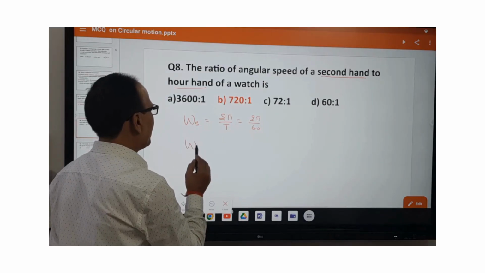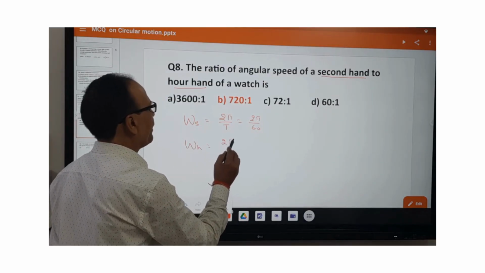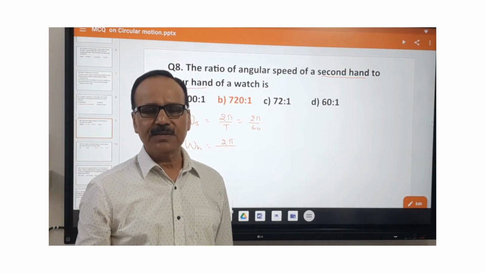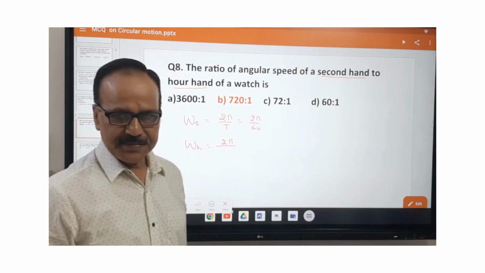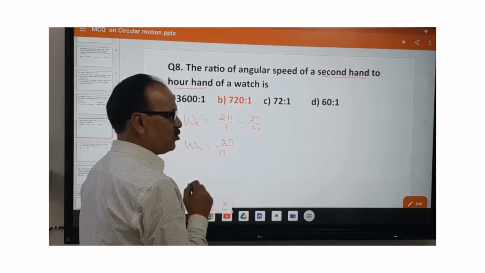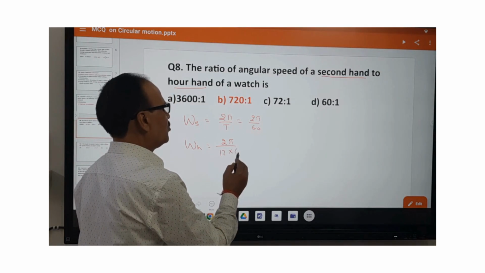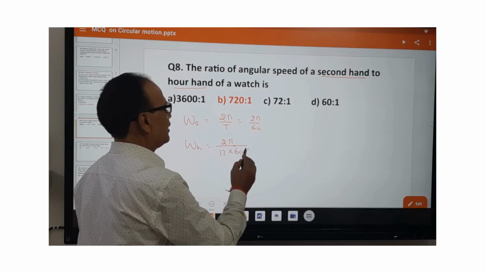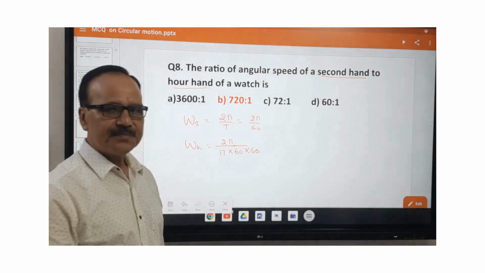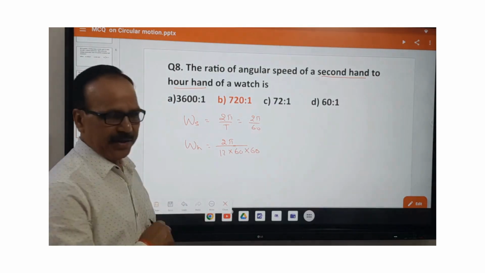Angular speed of the hour hand is equal to 2 pi upon the time taken to complete one revolution by the hour hand, that is 12 hours. This 12 hours is converted into minutes and then it is converted into seconds. So this is the angular speed of the hour hand.